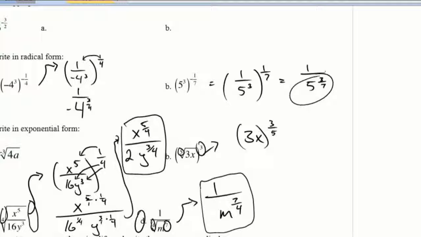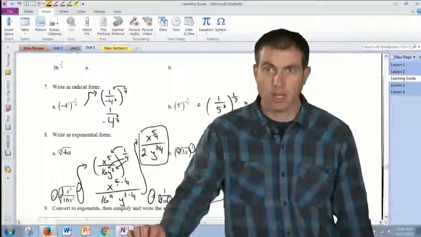Just thinking about 5 to the 3 over 7, that's going to be a really awkward decimal because you're taking the 7th root of 5 and then you're cubing it. It's just going to be a bit of a mess. So just leave them as exponents. There's nothing wrong with that.